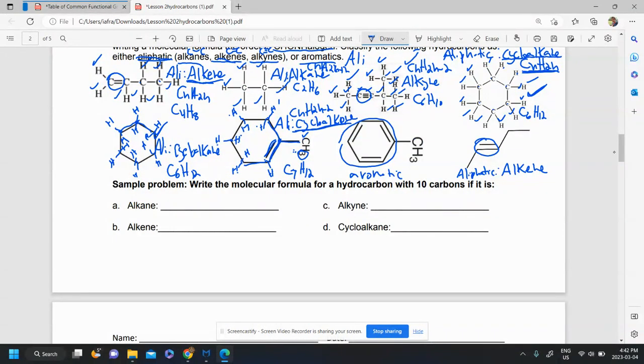So remember, each carbon has 4 things connected to it. This carbon's fine. It has 3 H's plus this here. So this one has 1, 2, 3. So there must be an H there. Must be an H there. No H here because there's already 4, right? 1, 2, 3, 4. This one here has an H, an H, an H.